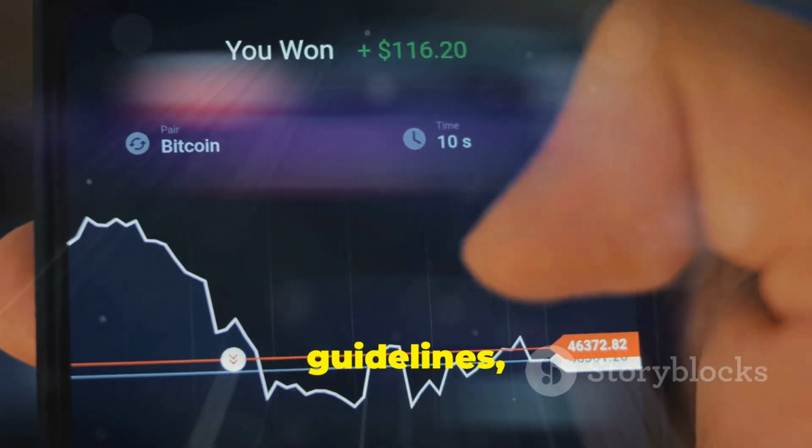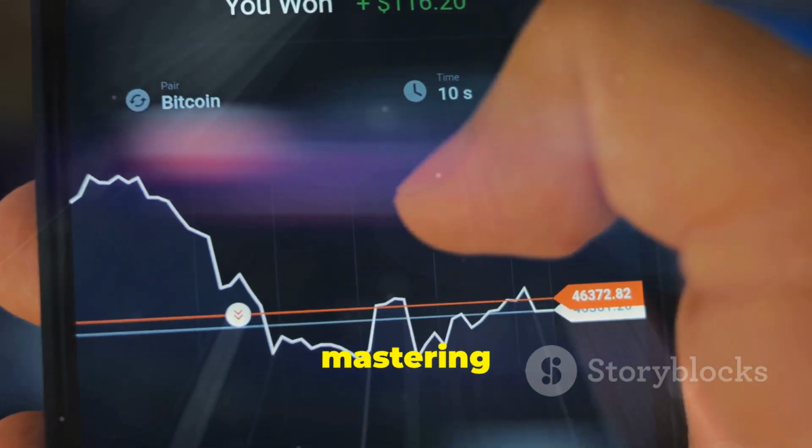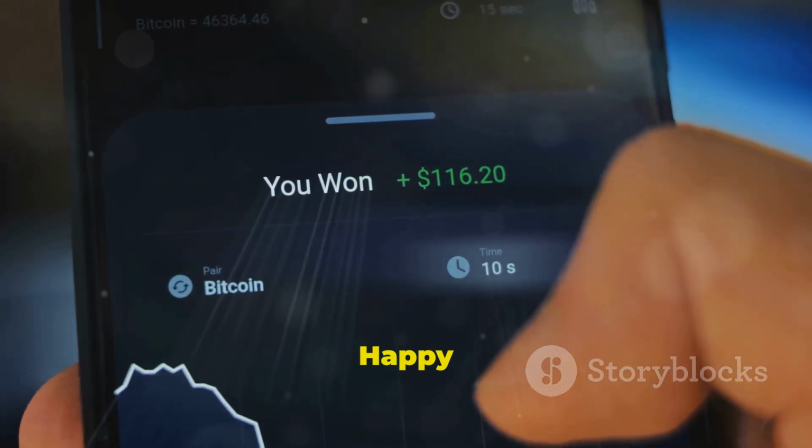By following these guidelines, you'll be well on your way to mastering your crypto journey. Happy trading!